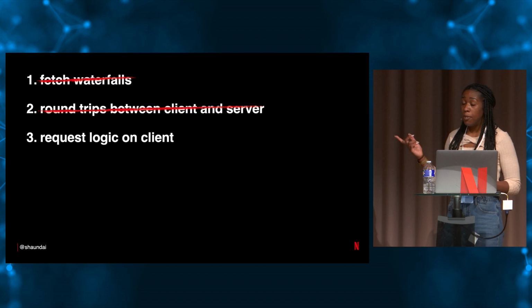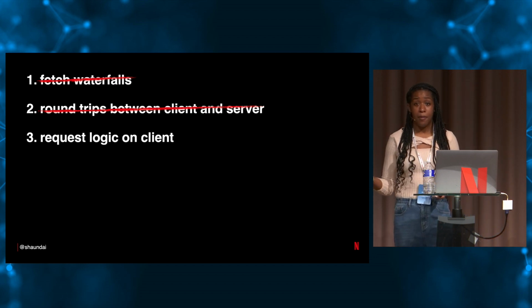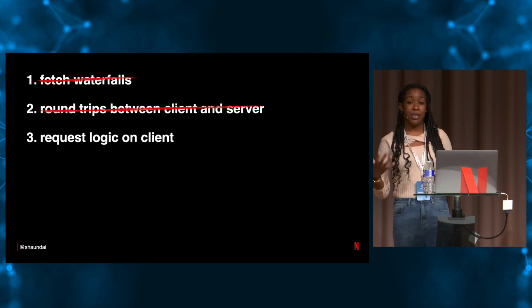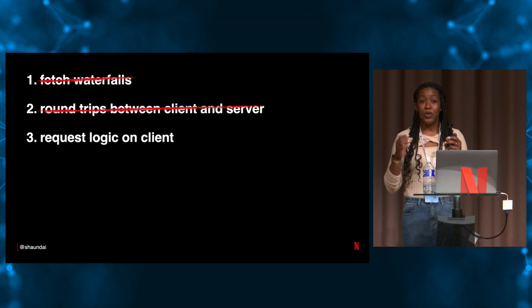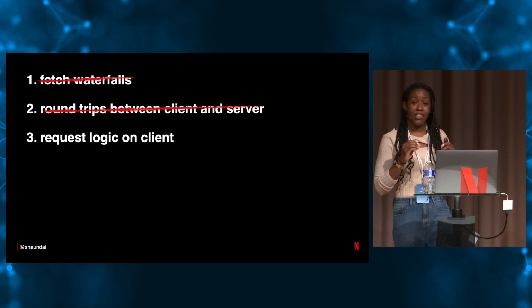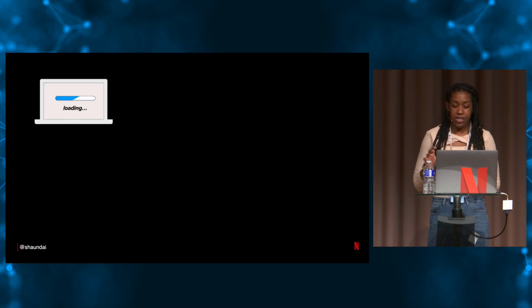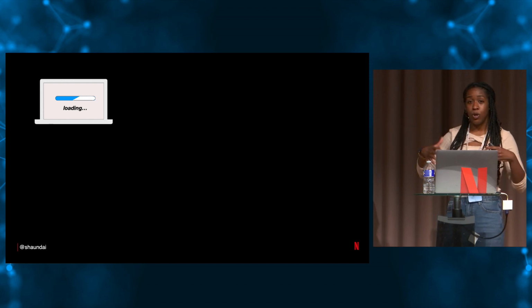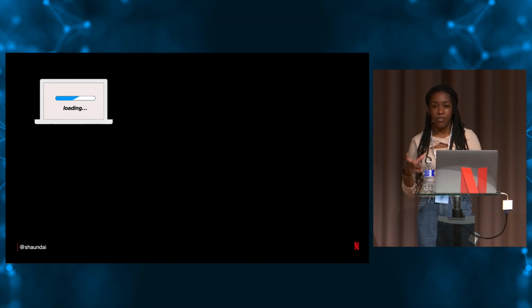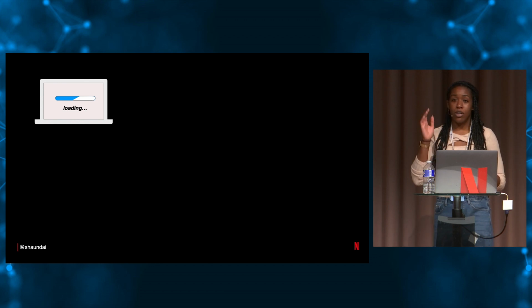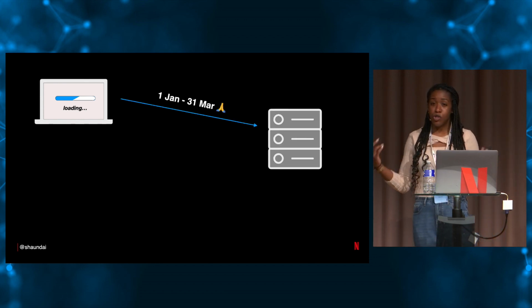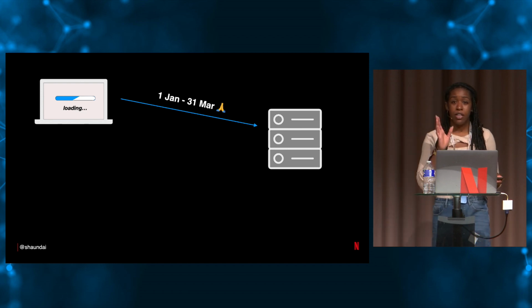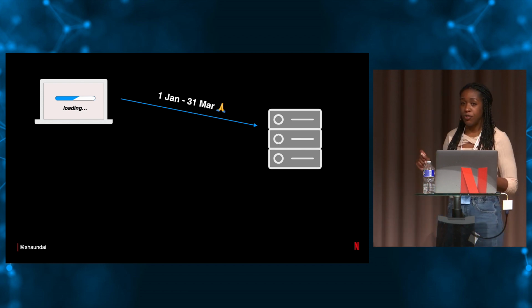And then remember, our third problem was that our request logic was on the client. Now, because Remix gives you server components, we can put that logic on the server. So let's see how that works with the example that we used where we're filtering down just a list of invoices from the previous quarter. We're going to go ahead and make that same request from the client and say, hey, server, I'm just looking for invoices from January 1st to March 31st.